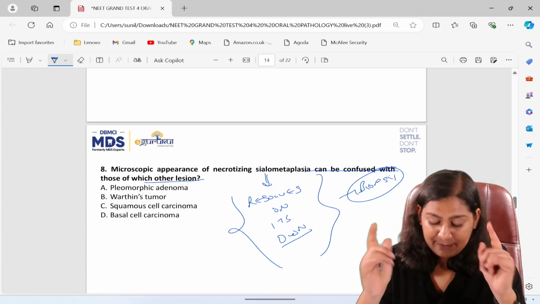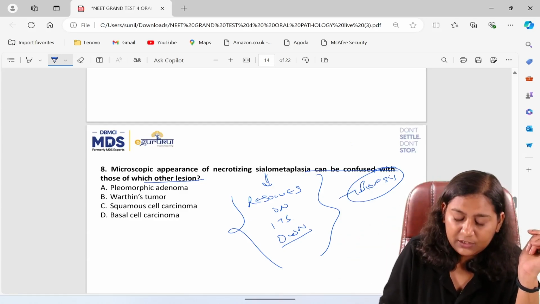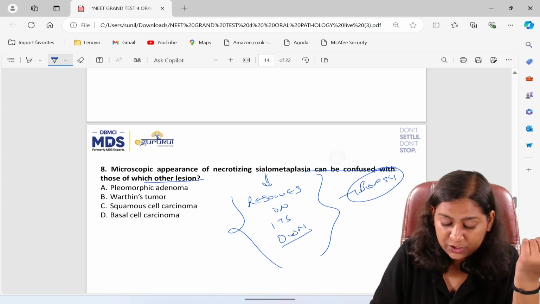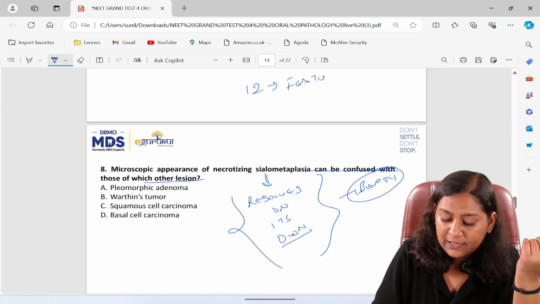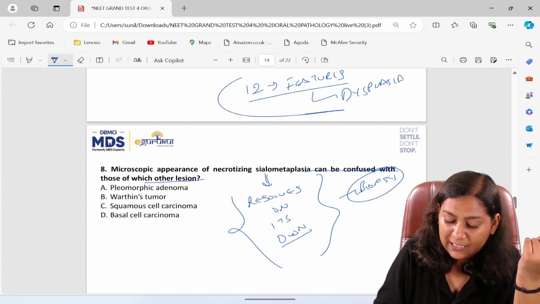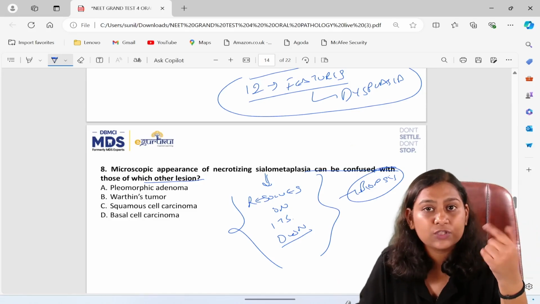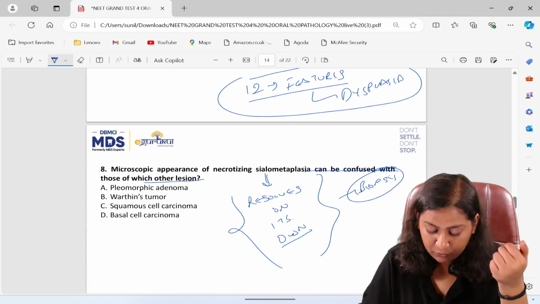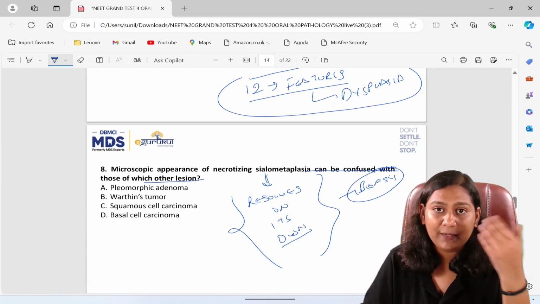Now there is one table given in Schaeffer, which I have also mentioned, with 12 histopathological features of epithelial dysplasia. Everyone has to know this, because a direct question can be asked from this topic. Necrotizing sialometaplasia.